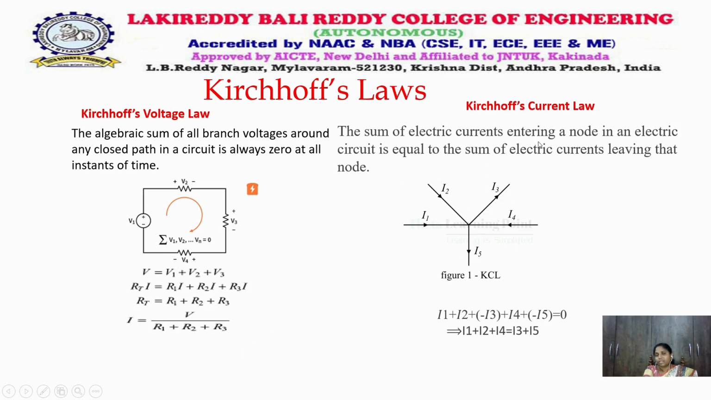Coming to Kirchhoff's current law. The statement of current law: the sum of electric currents entering a particular node. A node is nothing but a meeting point of two or more branches. So the sum of electric currents entering a node in an electric circuit is equal to the sum of currents leaving that particular node. Now look at this diagram, I1, I2, I4 are the entering currents, and I3 and I5 are the leaving currents from this center node.